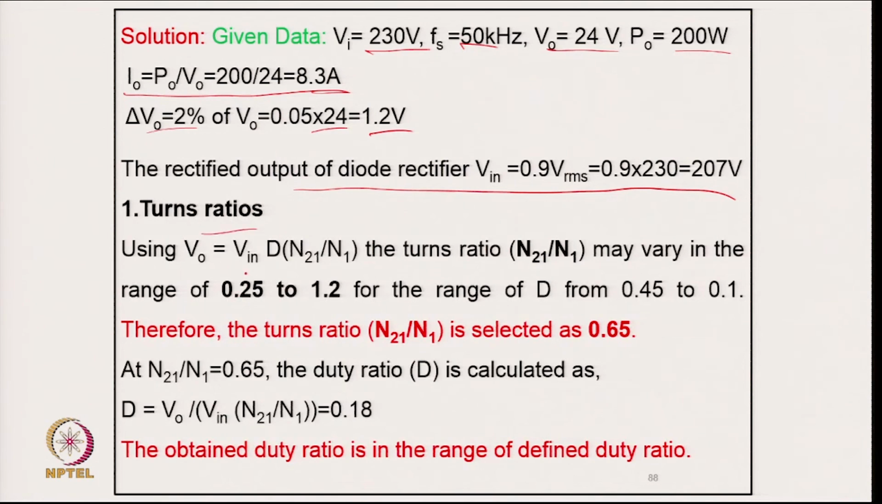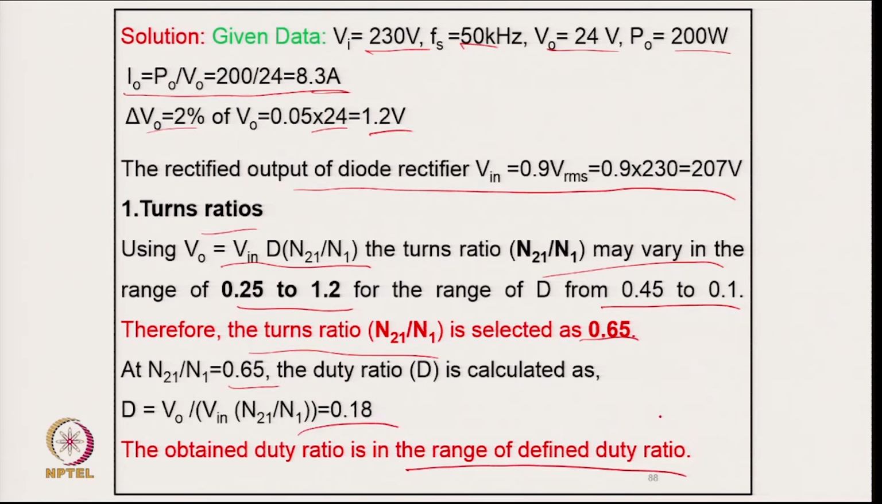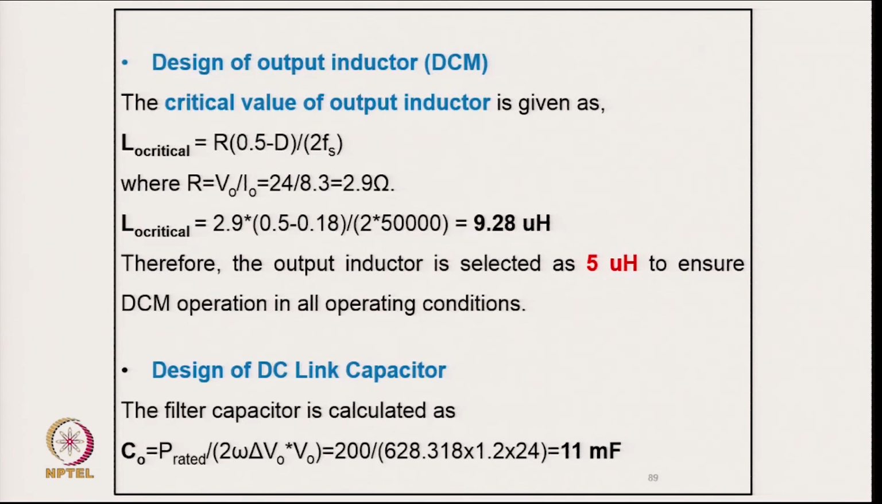So, for getting the turns ratio, V0 equal to Vin D upon N2 upon N1. So, this may vary from 0.25 to 1.2 if D varies from 0.45 to 1. Therefore, the turns ratio is selected 0.65, and getting this, we can calculate the duty ratio. This duty ratio is in the range of what we already have for proper design.